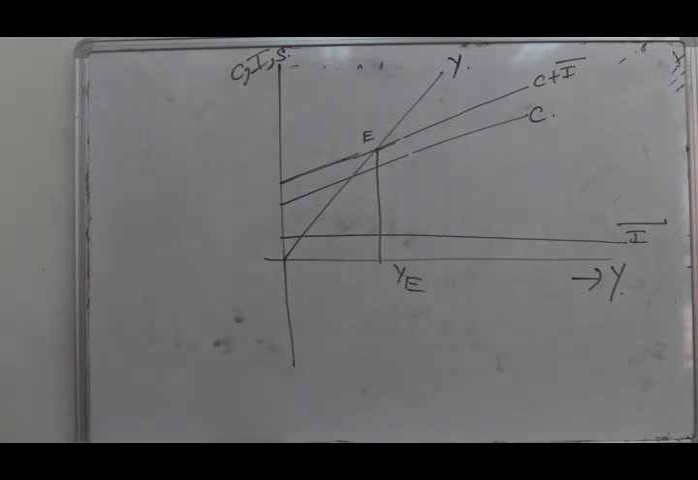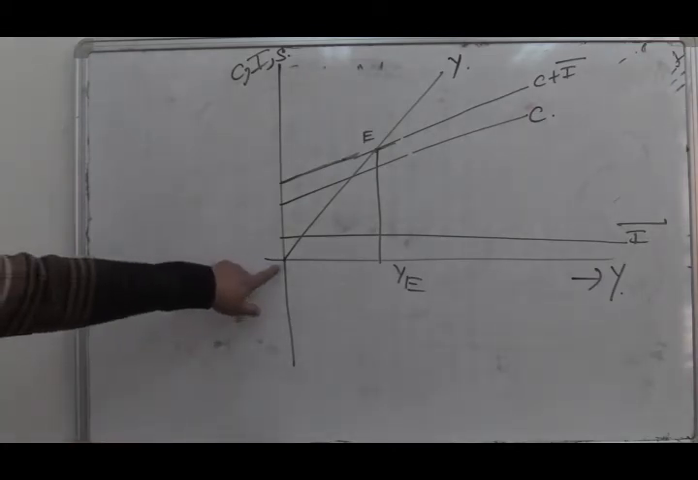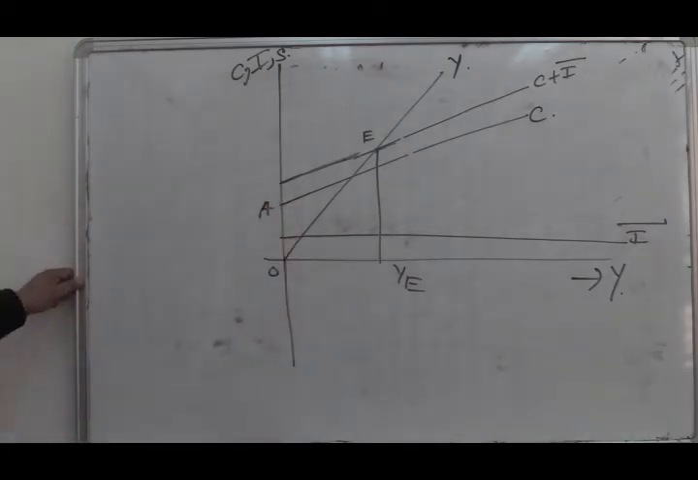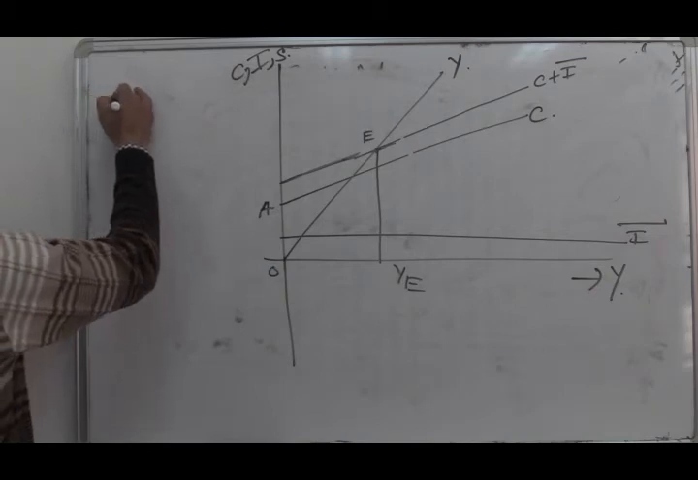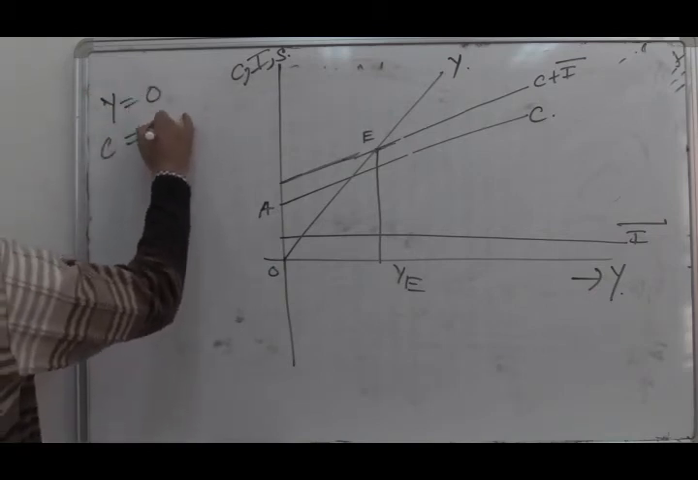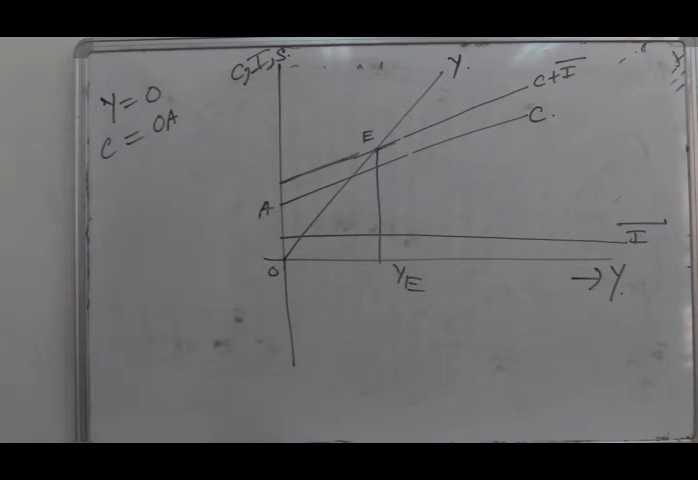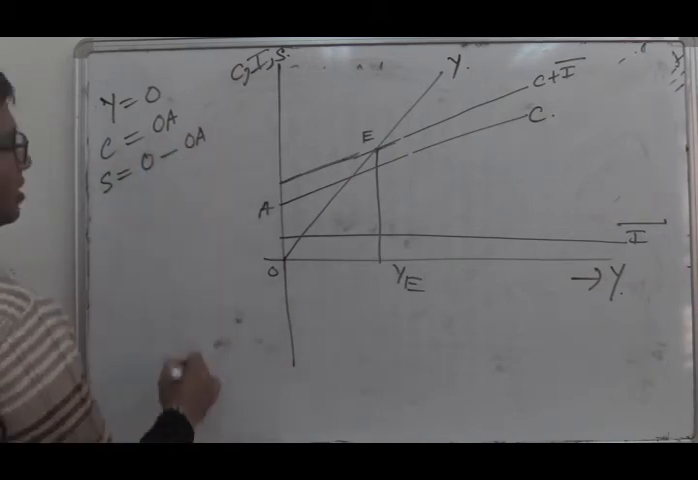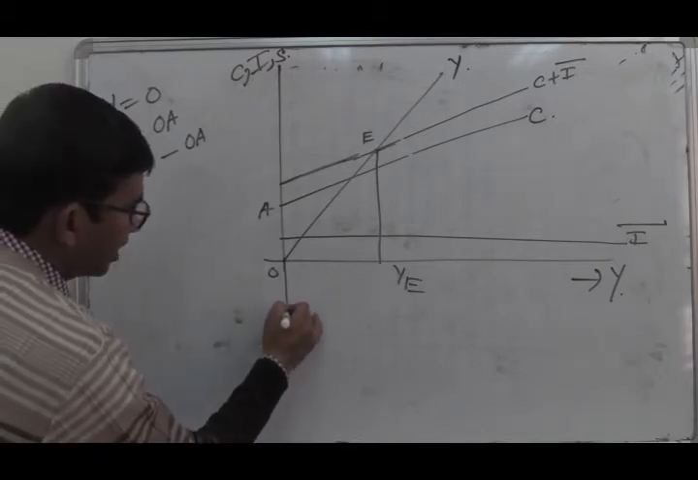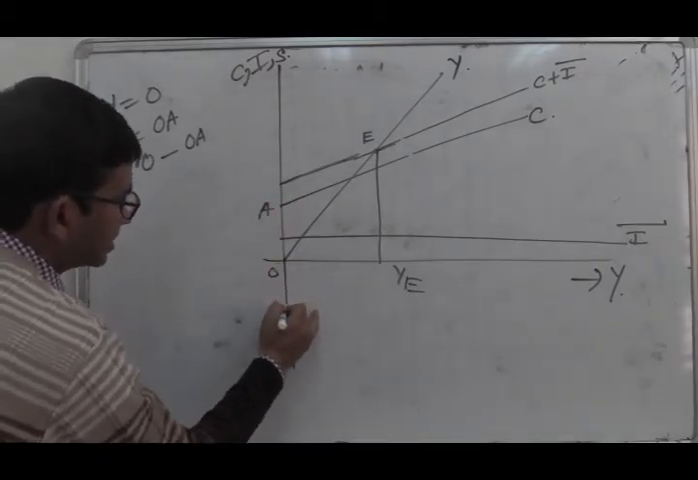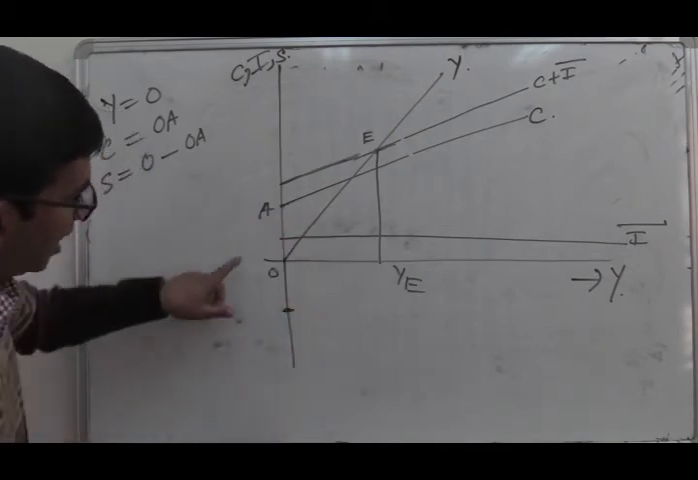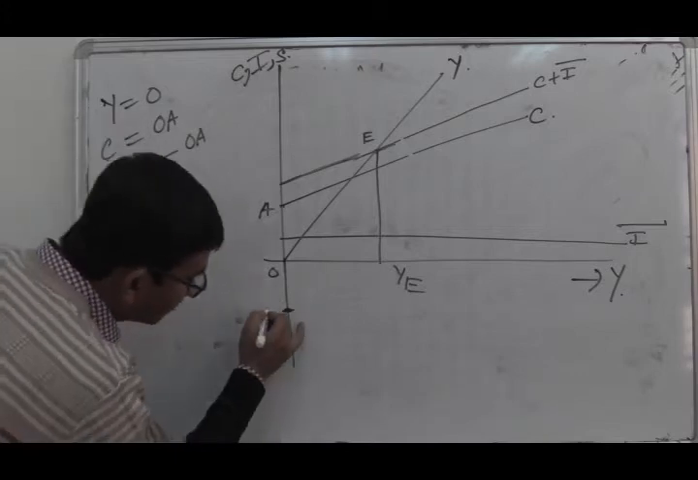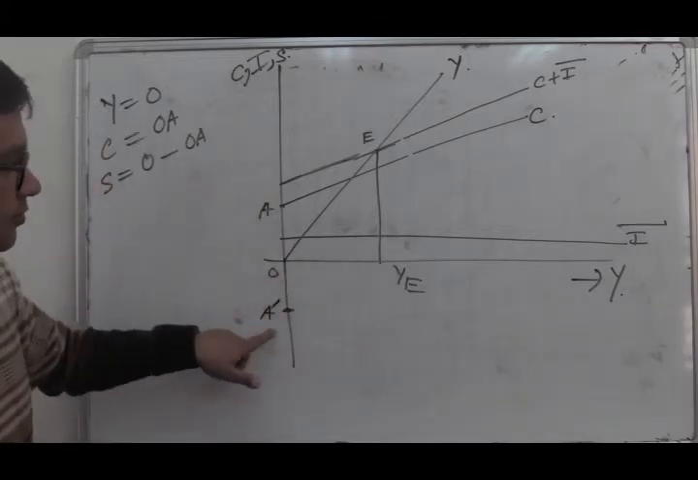So what about savings? If the output level is 0, so if Y equals 0, consumption equals OA. So what will be the value of savings? Savings will be 0 minus OA. So I will start exactly the same distance as OA. We have to take it in the negative part of the vertical axis, and savings will start from here.